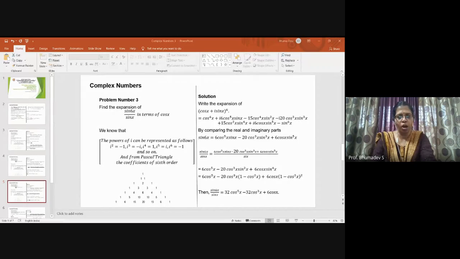So this is all about your expansion of sin n theta and cos n theta in terms of powers of sin theta and cos theta.